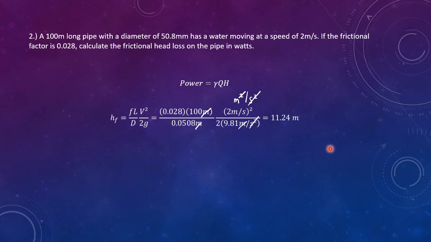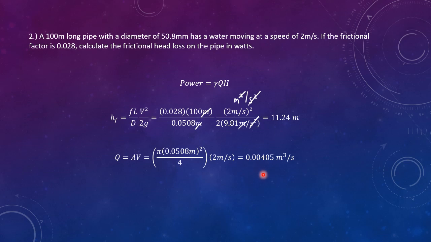Next, we solve for Q, or the flow rate, which is equal to AV. A is the area of the circle, which is pi fourths d squared. And our d, or diameter, is 0.0508 meters. Multiply that with the velocity 2 meters per second, we get the flow rate equal to 0.00405 cubic meter per second.